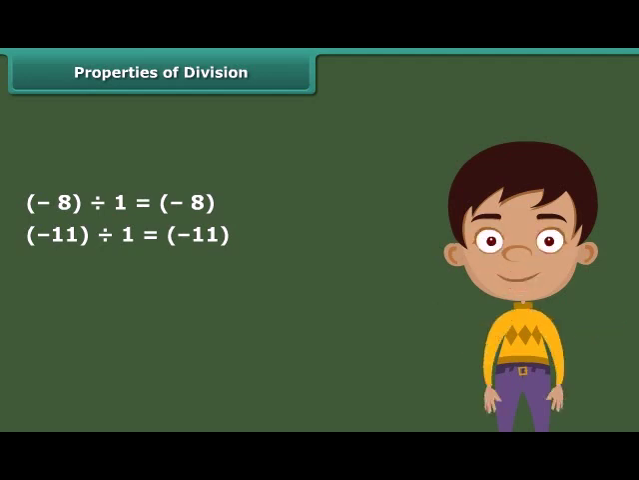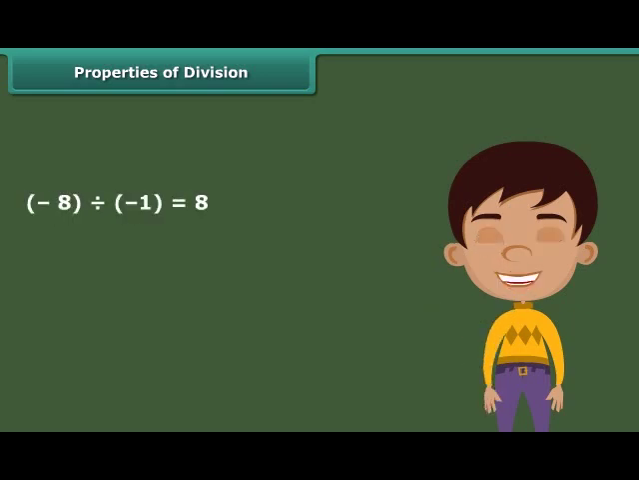But if any integer is divided by minus 1, it does not give the same integer. For example, minus 8 divided by minus 1 is equal to 8. 11 divided by minus 1 is equal to minus 11.